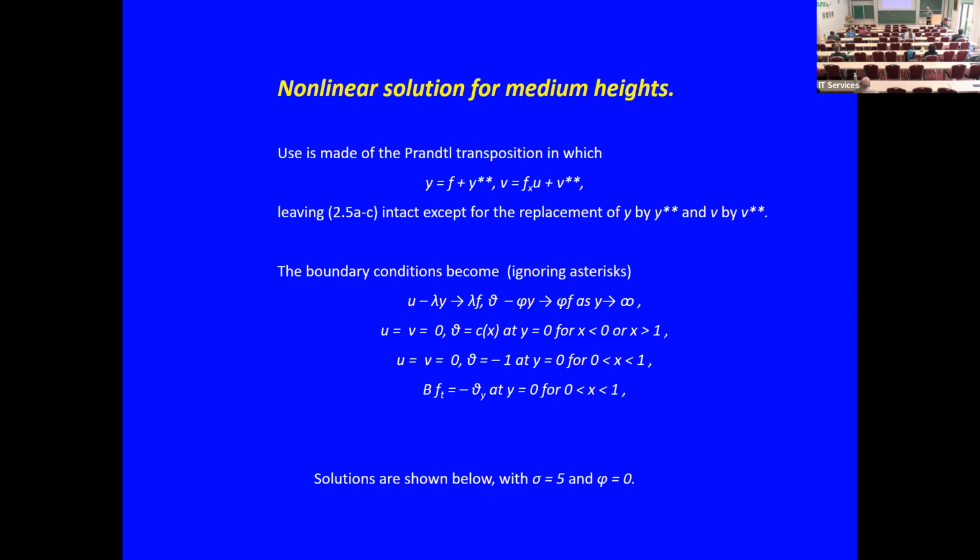We then moved on to get some nonlinear solutions for medium heights. So this is the full system. We apply a Prandtl transposition, which is a normal thing to do for a boundary layer problem like this. It leaves the nonlinear system of equations intact. The boundary conditions are virtually the same as before as well, but there's a slight shift. There's a lambda f there now, and the boundary conditions become at y equals zero rather than y equals f. Makes it easier to solve numerically. And I'll show some results with the Prandtl number being 5 and 0 basic heat transfer.